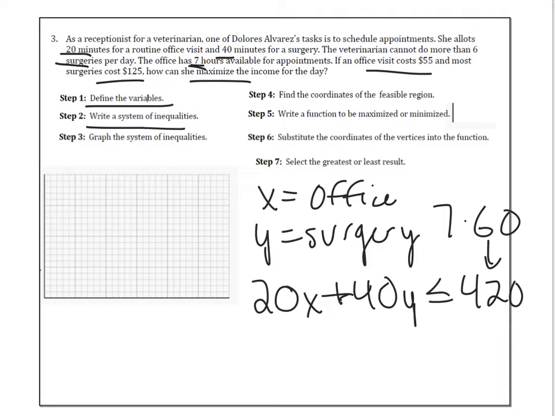All right, now what I want to do next is this. The vet cannot do more than 6 surgeries per day. So that means y has got to be less than or equal to 6. The office has 7 hours available for appointments. Boom, there we go. So let's graph the system of inequalities.